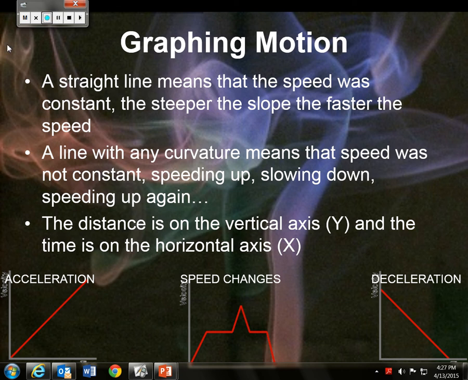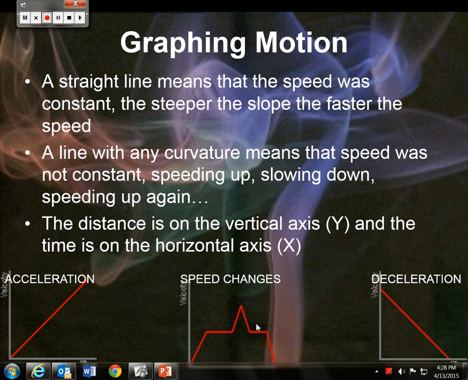Okay, graphing motion. When you're graphing motion, you're going to get one of these 3 types of graph. A straight line means that the speed was constant. The steeper the slope, or the more angled it is, the faster the speed. A line with any curvature at all means that the speed was not constant. It's sped up, it's slowed down, it's sped up, it's slowed down. And then the distance is always on the y-axis, vertical, up and down, and time is always on the horizontal x-axis. So acceleration would be a straight line going upward. Deceleration would be a straight line going downward.